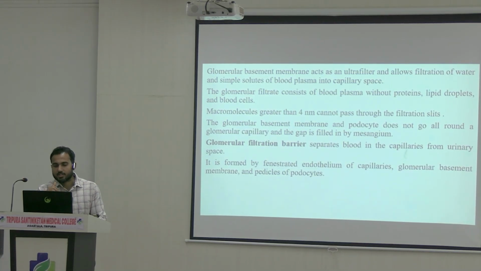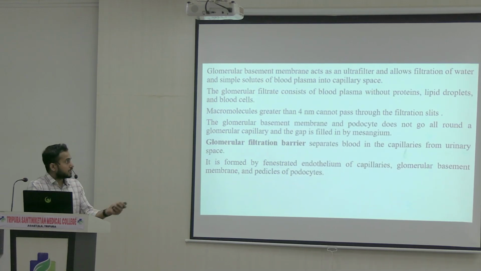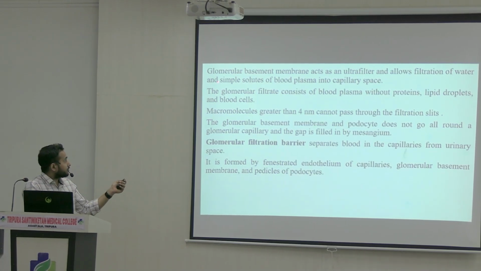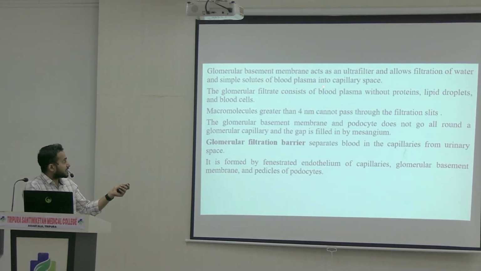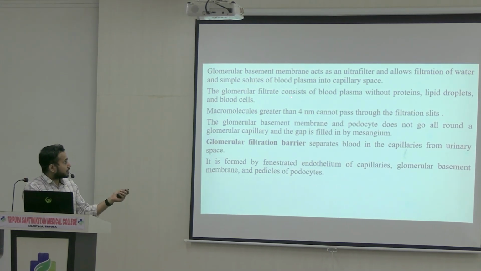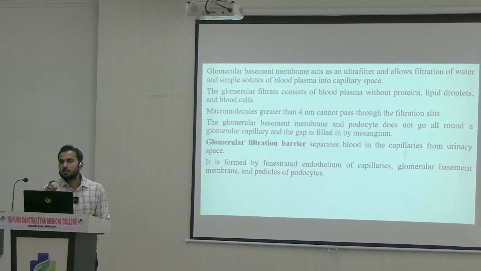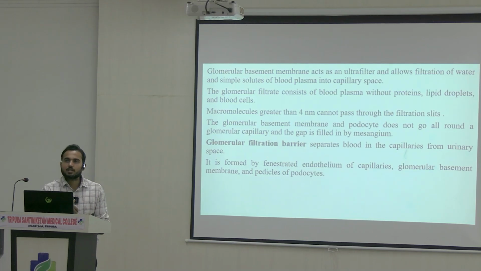Now that will allow the filtration of water and simple solutes of blood plasma into the capillary space. So the filtration is taking place. Now filtration of what is taking place? It allows the filtration of water and simple solutes of the blood plasma into the capillary space. Now this filtrate consists of blood plasma without protein, lipid droplets and blood cells. That's why this glomerular basement membrane is very important, or else these molecules will also come out from the blood during the filtration.